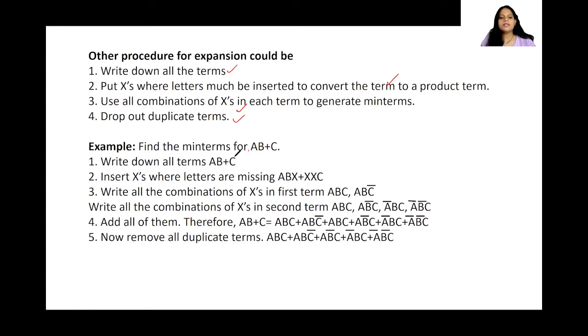So from this expression, we know that AB plus C. So what are the variables? Variables are A, B and C, isn't it? So in the first term, C is missing. So I'll write X because C is missing.